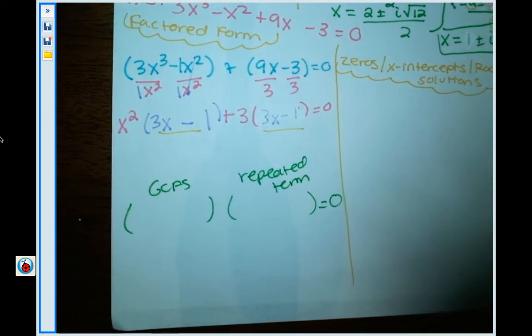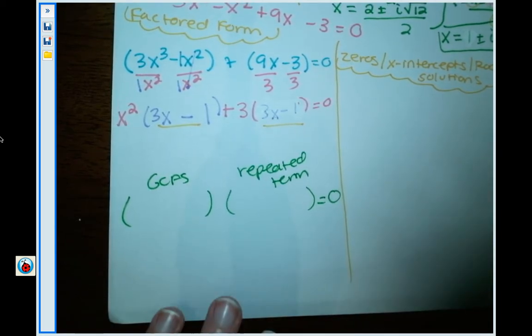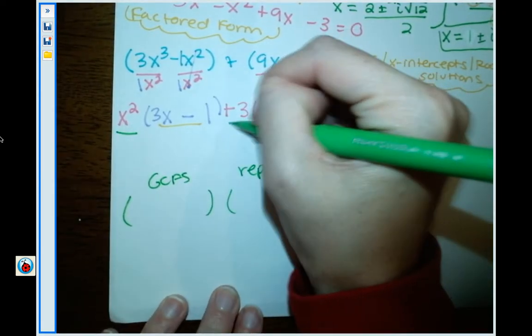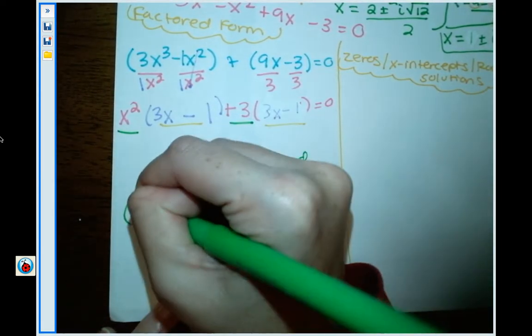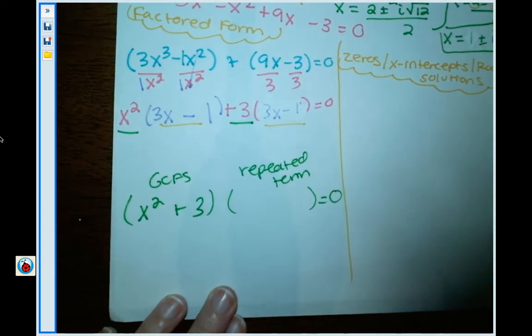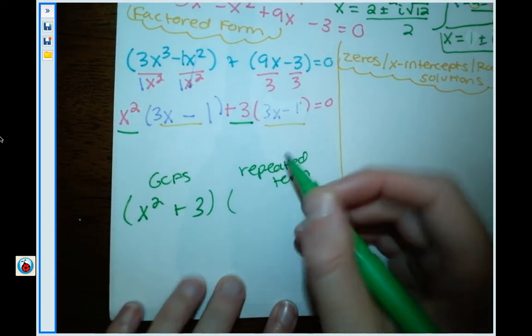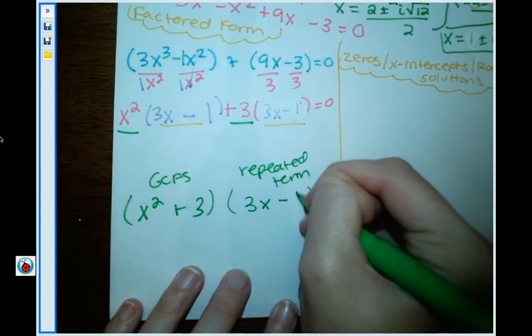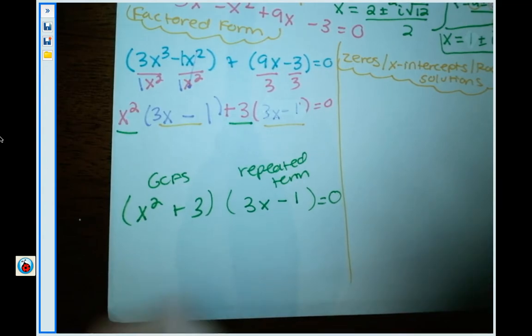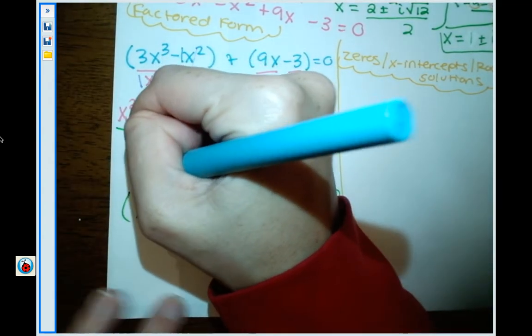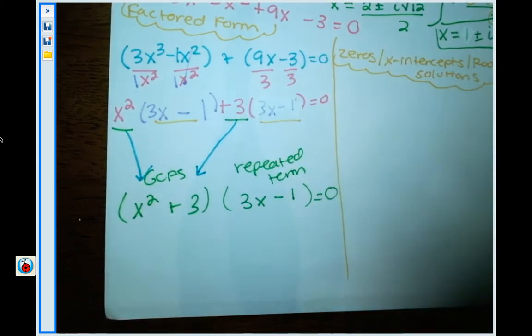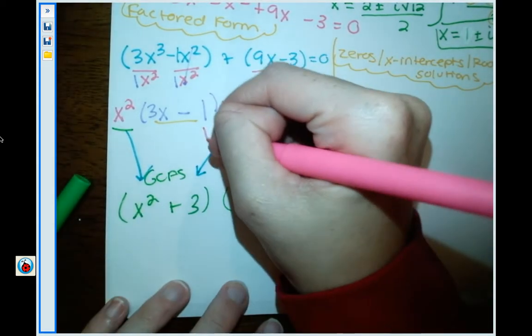Remember, we're supposed to get the same thing in each parenthesis if we did it correctly, which we did. We got 3x minus 1 and 3x minus 1, so yay. For our final answer, in one parenthesis we write the GCFs, and in the other parenthesis we write the repeated term. We're finding zeros, so I'm still setting it equal to 0. My GCFs are the x squared and the 3, so x squared plus 3. And the repeated term is 3x minus 1, so I just dropped that in here. So my x squared and my 3 went in here, and my 3x minus 1's both went in here.